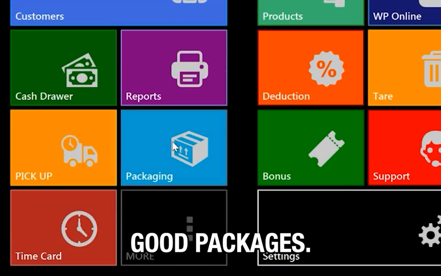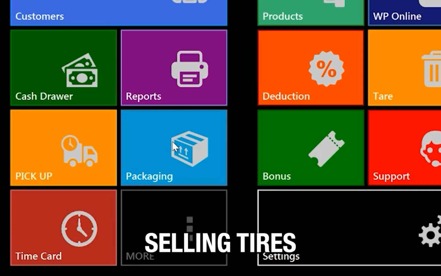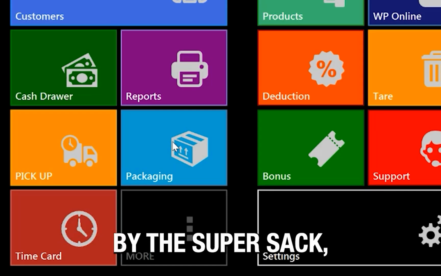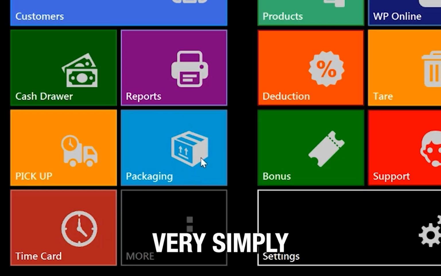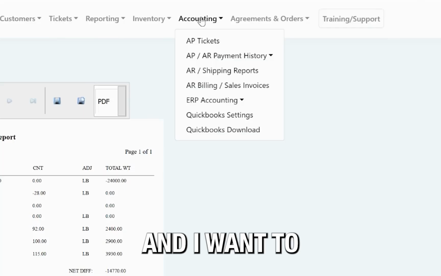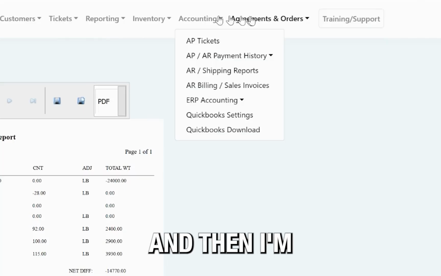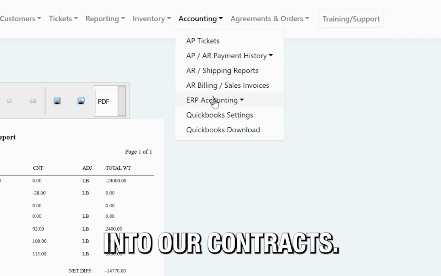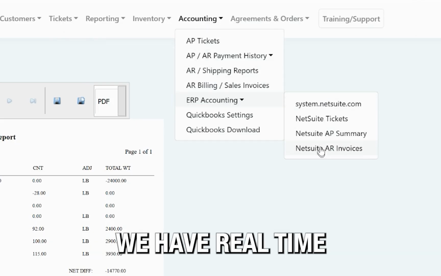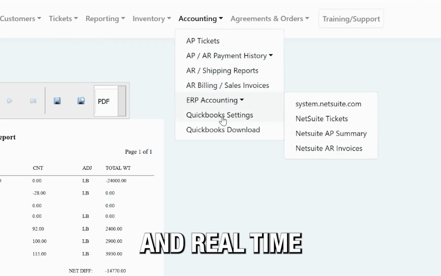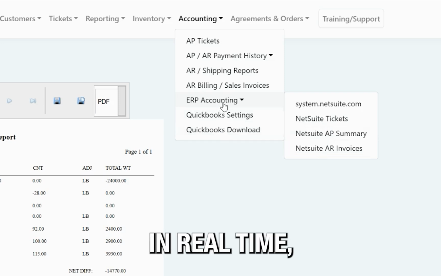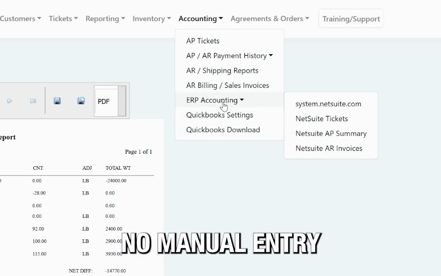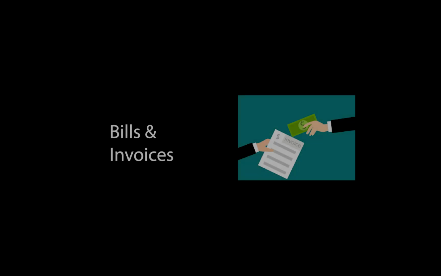We also have finished good packages. So if you're selling tires or selling rubber or crumb by the super sack, we can actually barcode label those very simply and easily. I want to move into accounting, and then I'm going to move into our contracts. But under accounting, you can see that we have real-time integrations with Oracle and real-time integrations with QuickBooks so that your transactions are put into QuickBooks in real time. There is no manual entry within the WeighPay world.